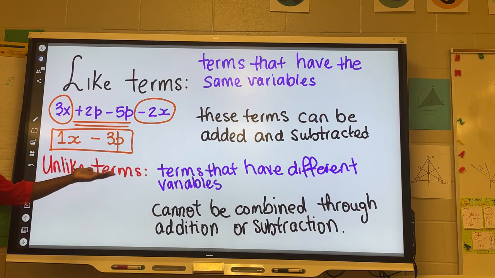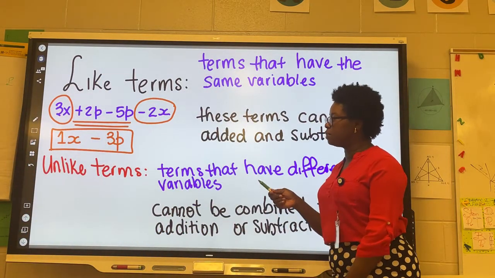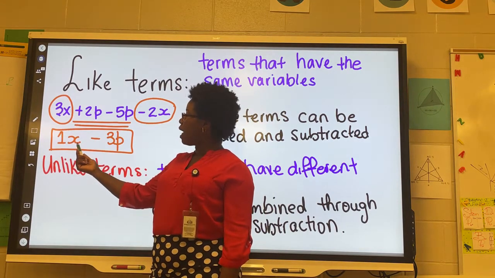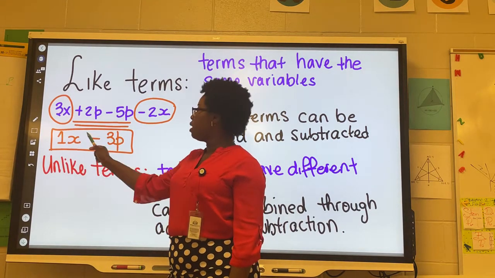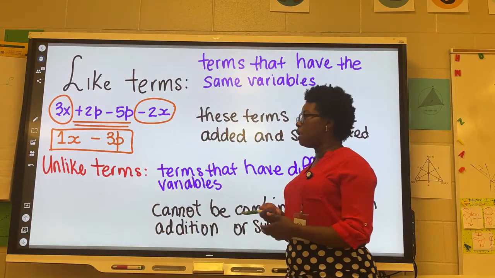And that leads us to unlike terms. Unlike terms are terms that have different variables. What do I mean? You see this one has an x and this one has a p. These variables are not the same, so we consider them to be unlike terms.